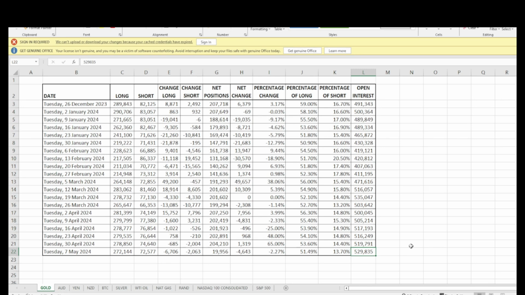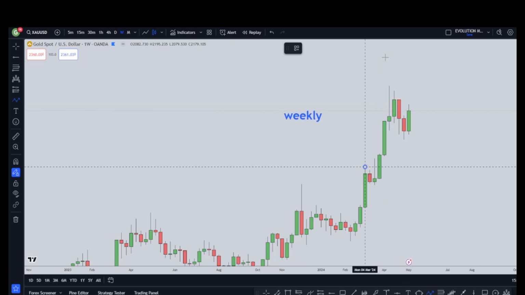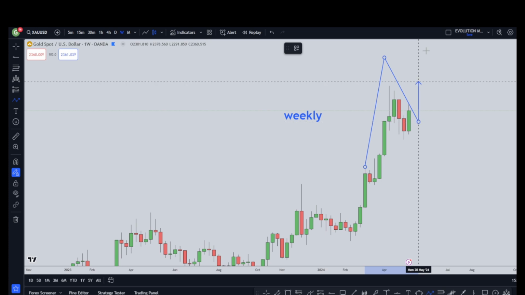But short term, we could see a small retracement informed by the long positions that were closed being more than the short positions that were closed, which indicates to us that we could see a move to the downside first before a further move to the upside to complete this impulse correction, impulse formation in the market.